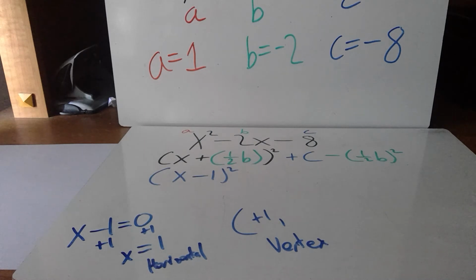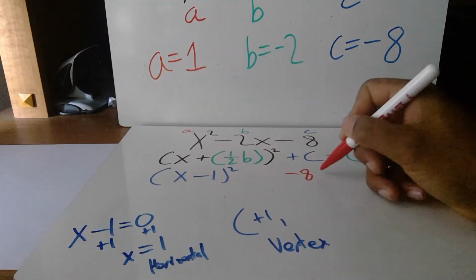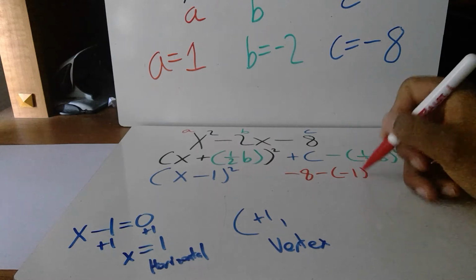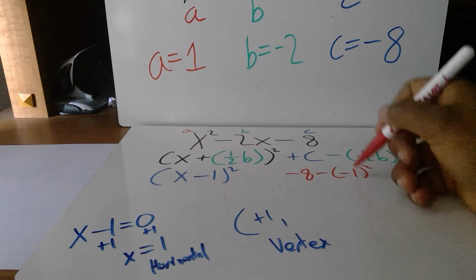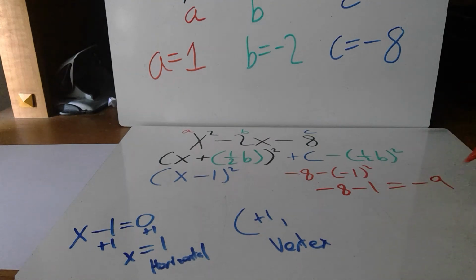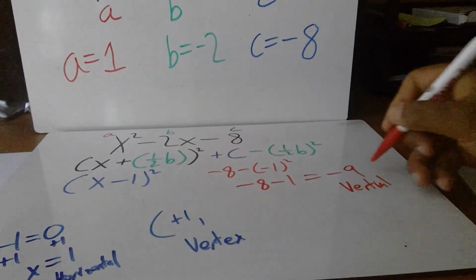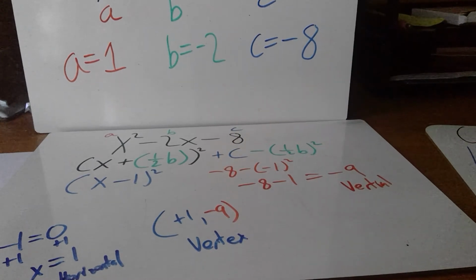Now, to get our other part, we are going to do c minus half of b squared. So my c is -8. I'm doing minus, but I'm doing -1 squared. Now you remember, negative times negative gives us a +1, but we're subtracting, so it ends up -8 minus 1, which will give me -9, which is my vertical movement right there, -9. That means we're going down 9 units, 9 spaces. My vertex is at 1, -9.